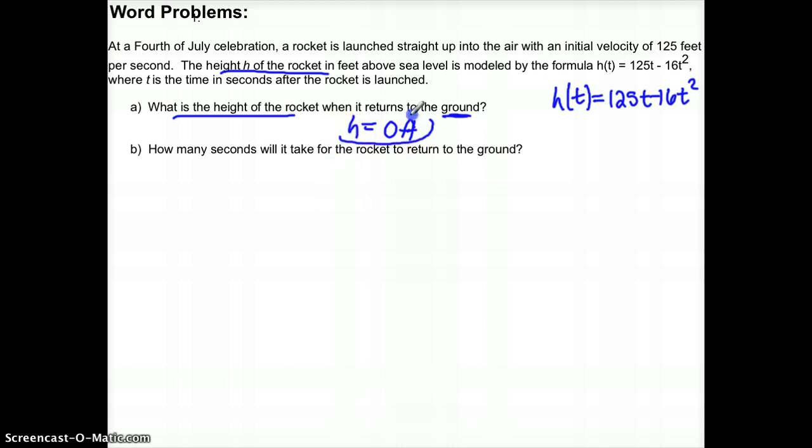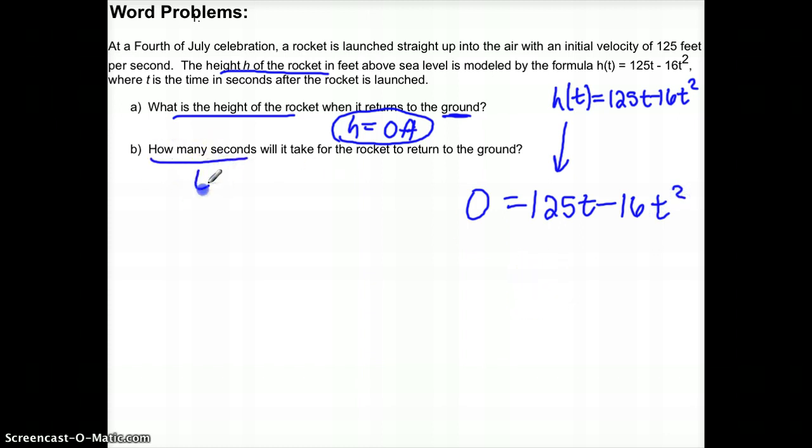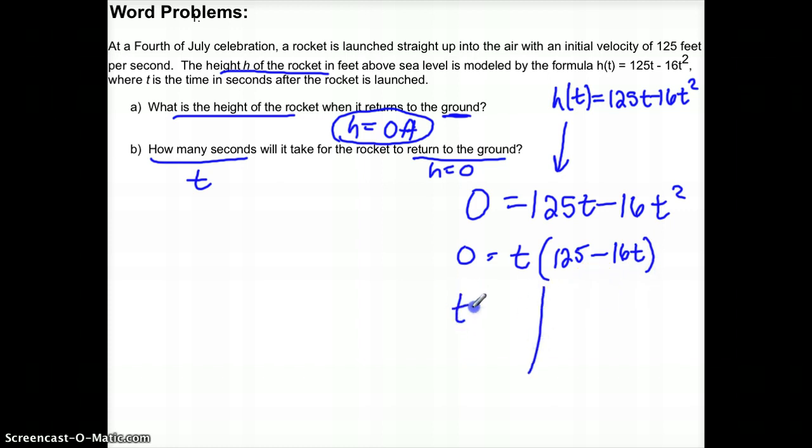So we know, since at the ground the height is 0, we put 0 in for h of t. It's 0 equals 125t minus 16t squared. And now we need to solve for t. Okay, how many seconds is your t value? Return to the ground, that's h equals 0. So now we're solving. From here, you want to figure out what goes into both 125 and 16. I don't believe anything does, so all you can take out to factor is a t. You're left with 125 minus 16t. Set each factor equal to 0.